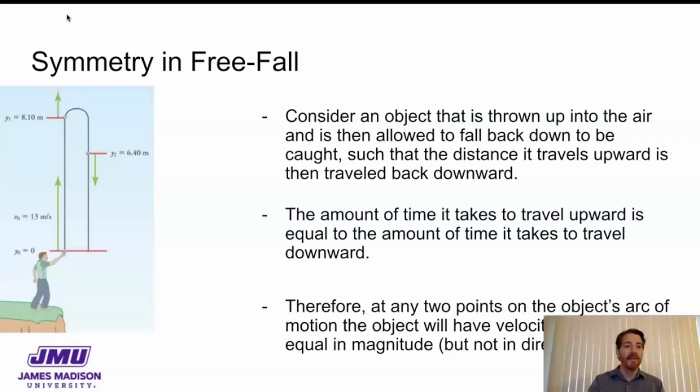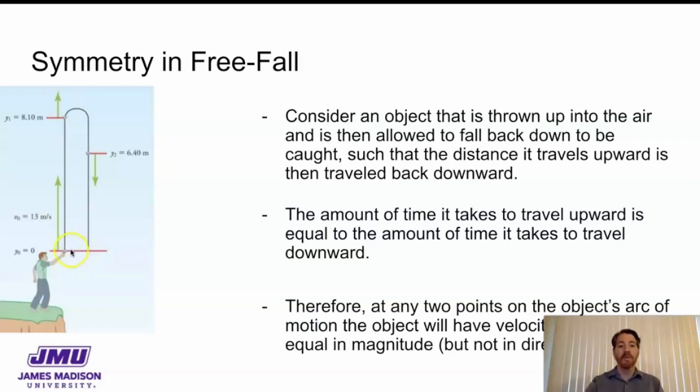For example, at this height right here, the velocity that it had when it was going up right here is equal to the velocity that it has when it's going down right here, except that one of them is positive and one of them is negative. This symmetry is very, very helpful, because if you tell me that you throw the ball at 13 meters per second and then you catch it right here at that same height, I know that you caught it at a final velocity of negative 13 meters per second, even though the question didn't say that.